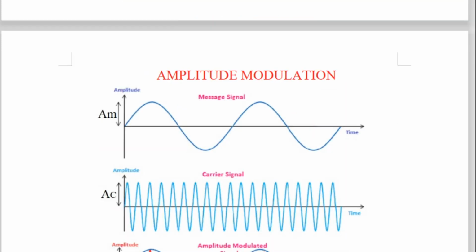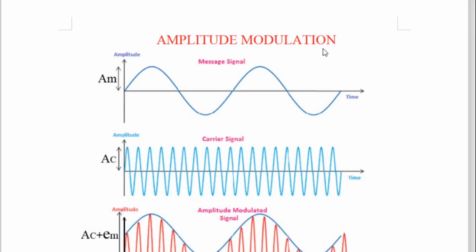All of you know the very basics of amplitude modulation. In amplitude modulation, there is one signal which is called the message signal, also called the information signal, also called the modulating signal. And all of you know that the information signal is a low frequency signal. Therefore, this low frequency signal we are carrying with the help of a high frequency signal, and that signal is called the carrier signal.